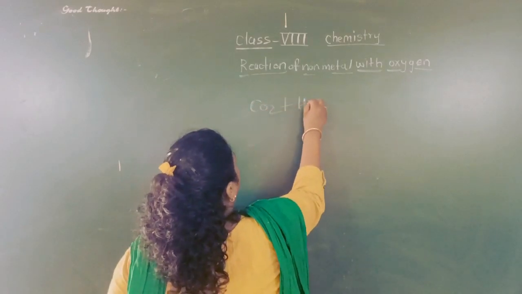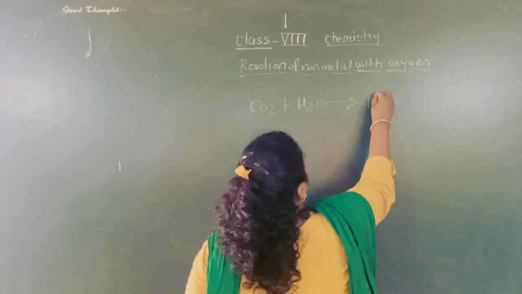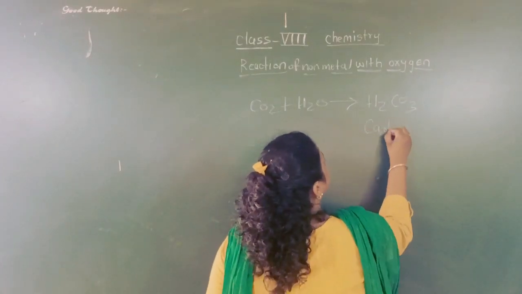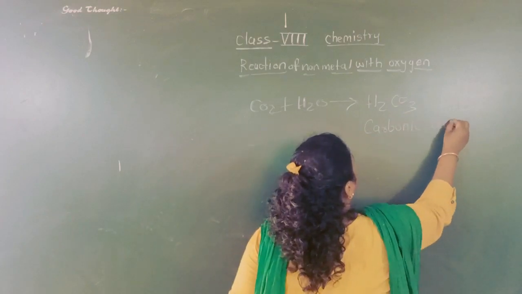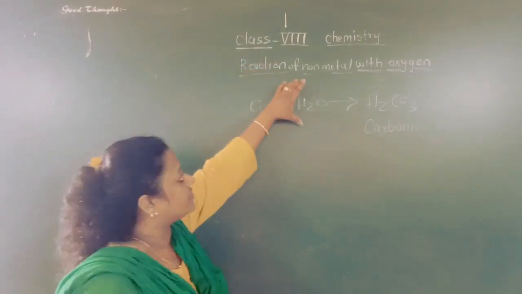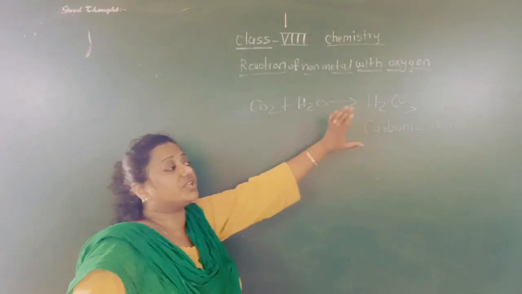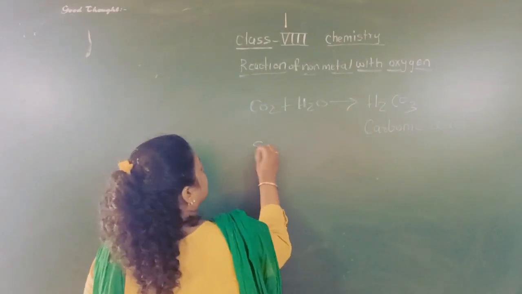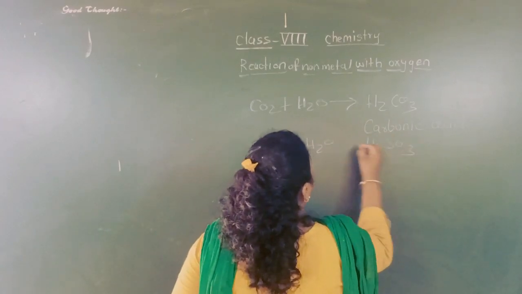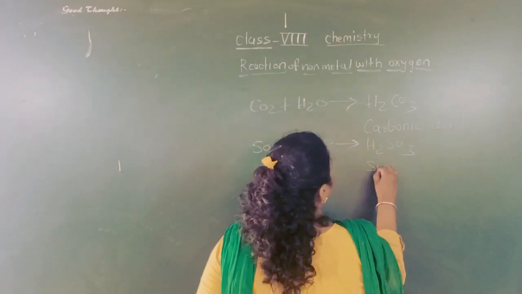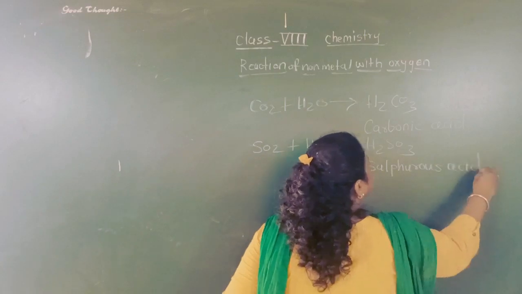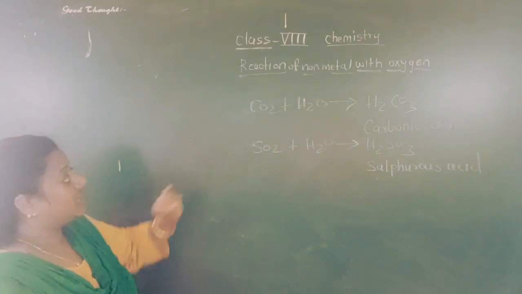CO2 plus water, when it reacts, forms H2CO3. H2CO3 is what? Carbonic acid. When carbon dioxide reacts with water, it forms H2CO3, that is carbonic acid. When SO2 reacts with water, it forms H2SO3, which is called sulfurous acid. Do you know, students?